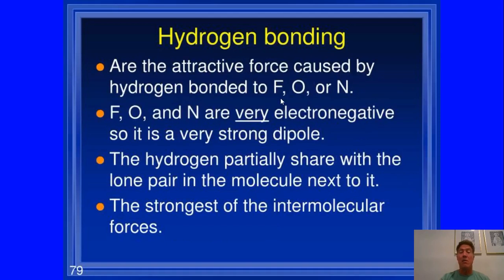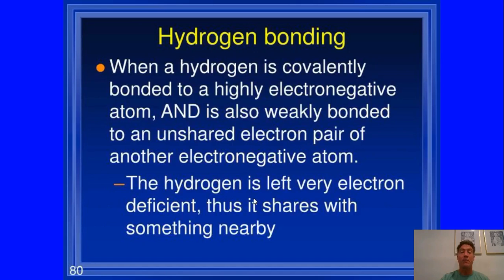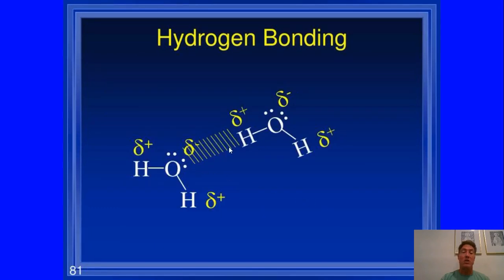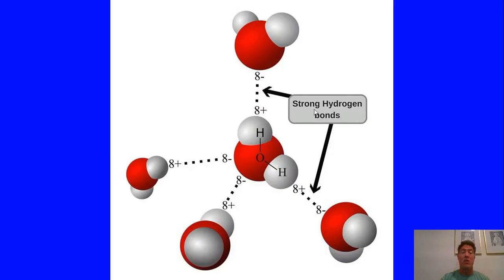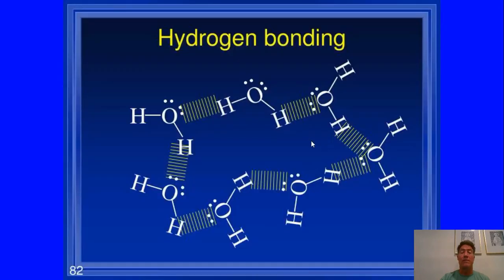And it means in other molecules, these Fs, Os, and Ns of another molecule can get very, very close to that hydrogen, that kind of naked, nearly positively charged hydrogen. And that can create a very, very strong attraction. So that hydrogen is left very electron deficient, and thus it wants to share with something nearby, the negative part of this oxygen. So the hydrogen on this water molecule wants to get as close as it can to snuggle right up near this oxygen. And that creates a very, very strong intermolecular force known as hydrogen bonding. So we have relatively strong hydrogen bonds between these water molecules. Another picture of hydrogen bonding.